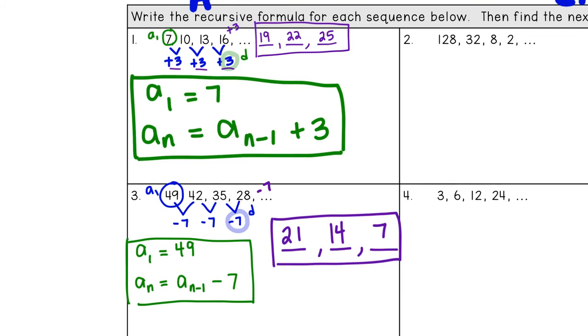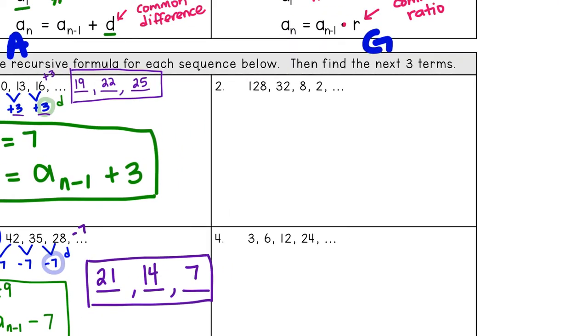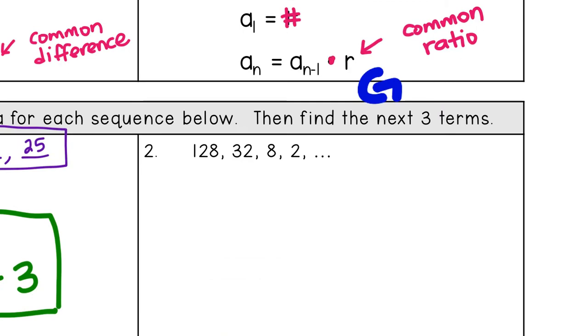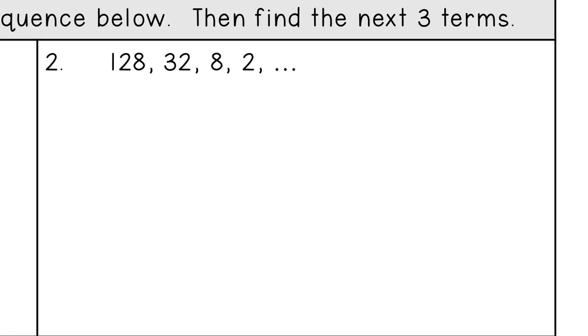Okay, so geometric is very similar. Remember, the only difference is that now with geometric, you are multiplying. So you're going to have a dot here. Okay, so look at the sequence: 128, 32, 8, 2. 128 is our first term, so that's our a sub 1.